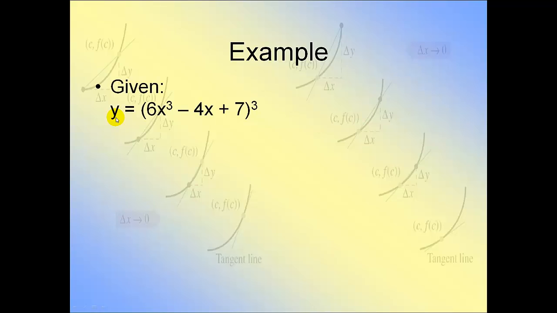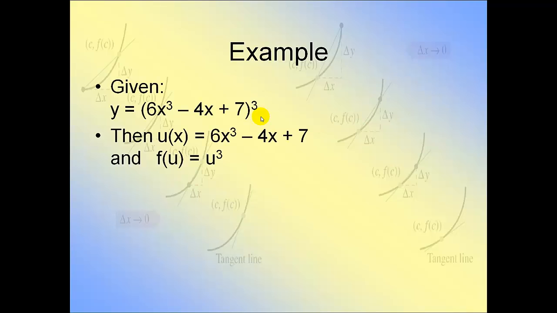Let's say we're given this function, the quantity 6x^3 minus 4x plus 7, all cubed. Now you could distribute that out, be a little bit difficult. You get a bunch of terms, and you could individually, using the sum rule and the power rules, find the derivative, but a faster way is to use the chain rule once you've learned it. We're going to say u of x is going to be what's inside the parentheses, 6x^3 minus 4x plus 7. And f of u is going to be u^3.